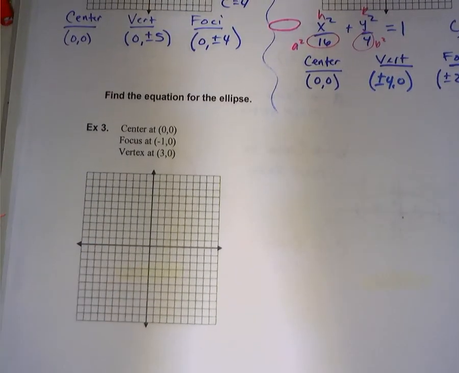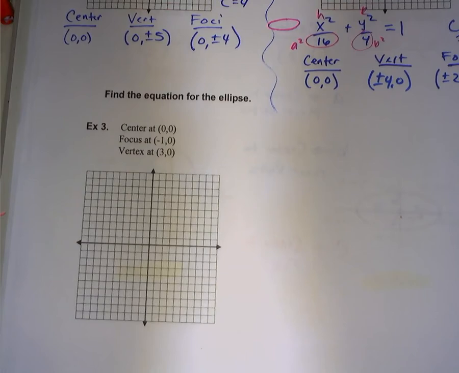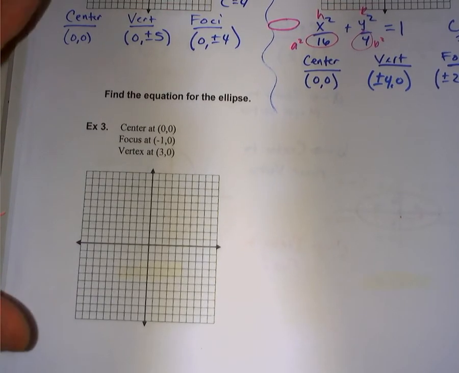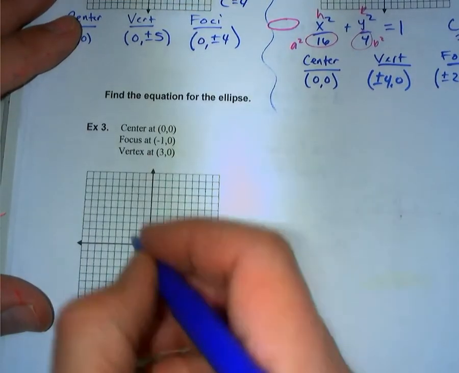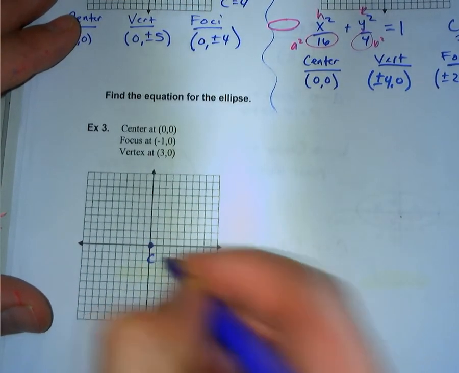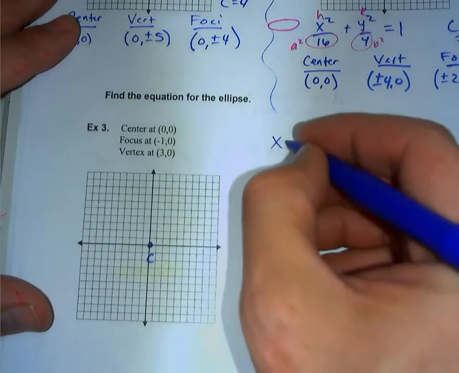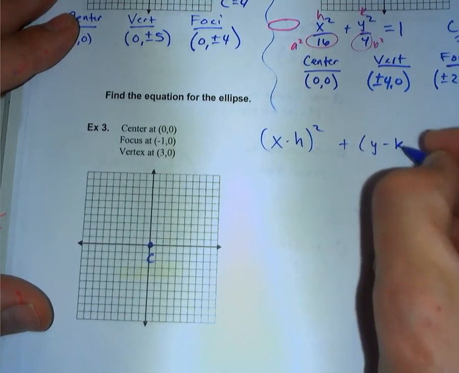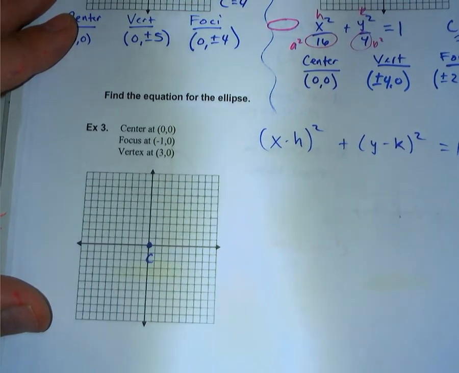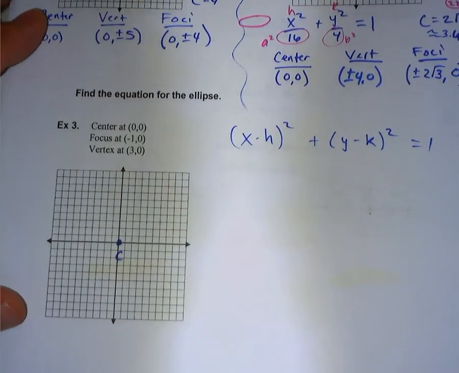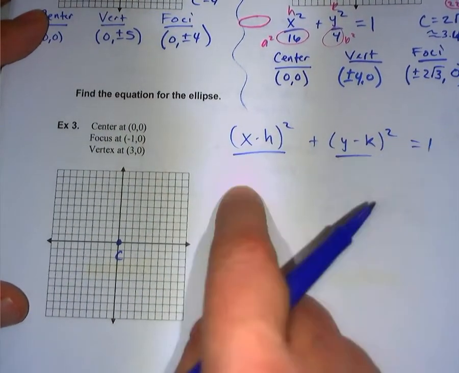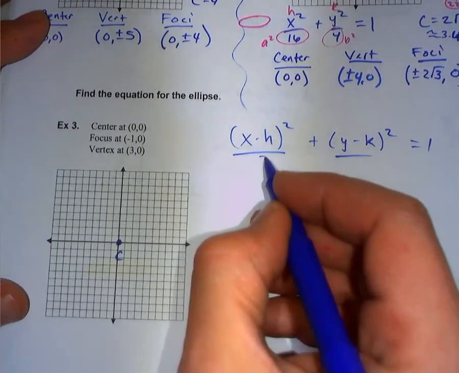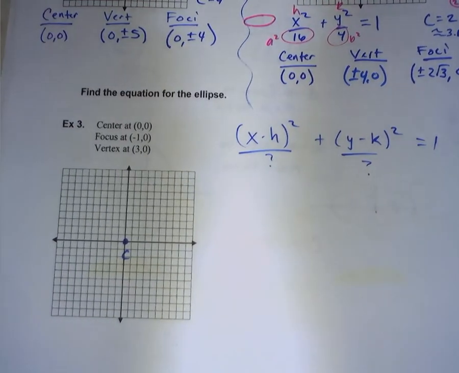Sometimes they just give you information, and they want you to graph and then come up with the equation. So as I take a look, the first thing I do is graph it. I've got a center, (0, 0). With that information, using my formula, it's always equal to 1. I don't know if it's a squared, b squared, or b squared, a squared, so I'm just going to put question marks here. I don't know what those are.